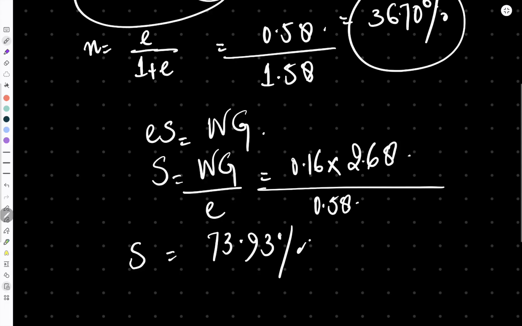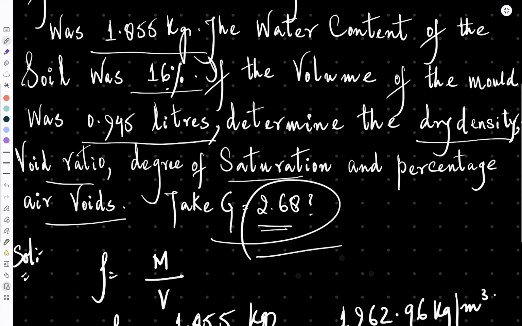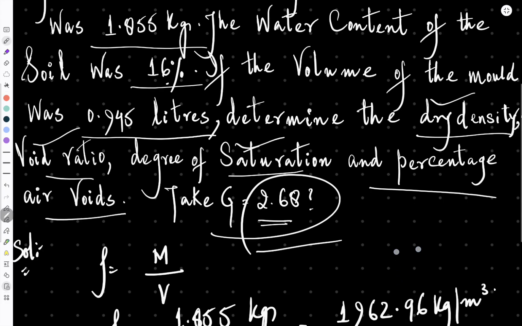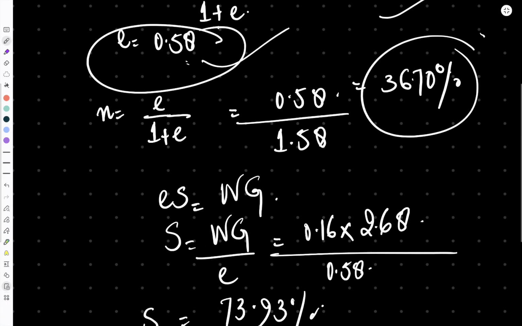So degree of saturation is 73.93%. All right, so I think we have completed all the parts. Dry density done, void ratio done, degree of saturation done. The last thing that remains is percentage air voids. The question also demands to find the percentage air voids.